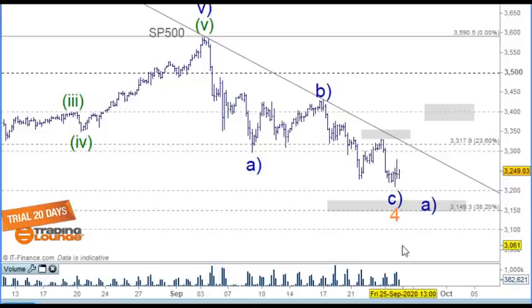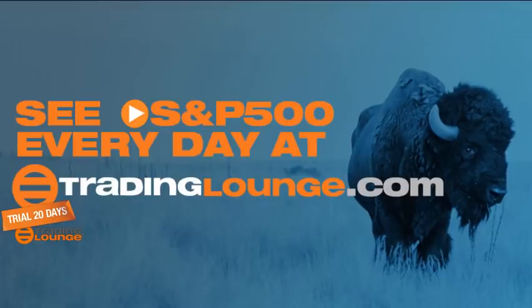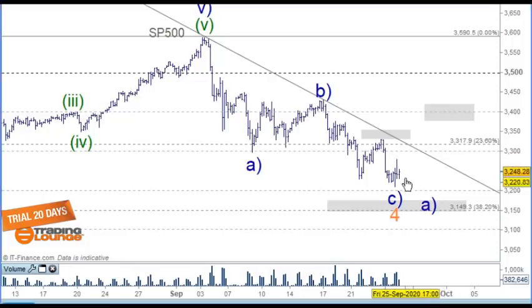So as this count stands, it's all done and dusted, and we should push up higher from this point. So Fridays normally and Monday are the bullish days in a bullish weekly cycle. So we'll see if that comes into play.